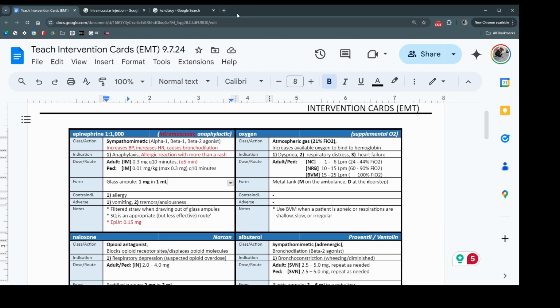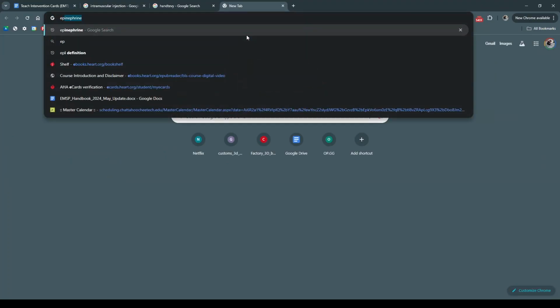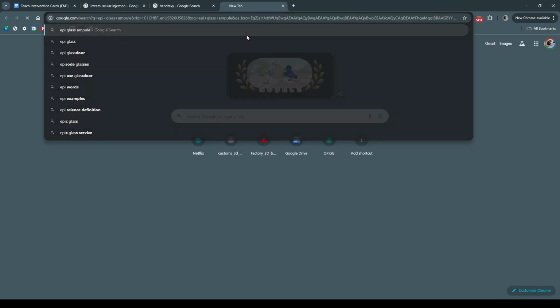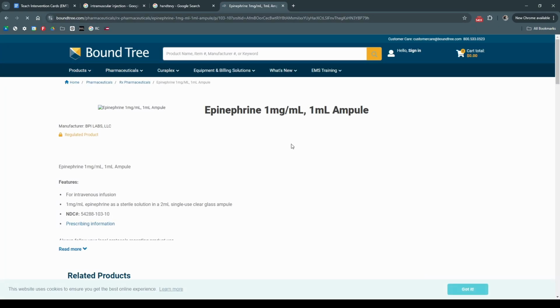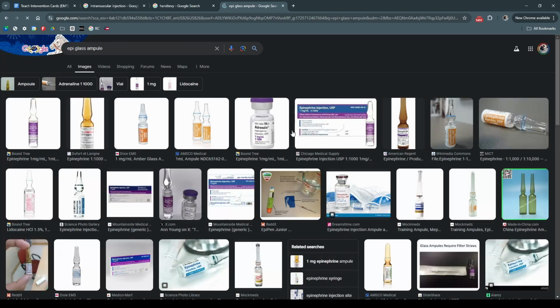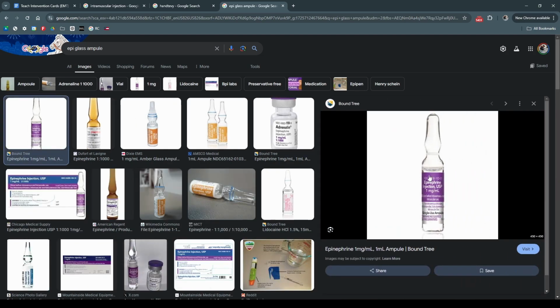The form is how it comes. Let's see if I can just give you an epi glass ampule, give you an example of this. Perfect. Here's what a glass ampule of epinephrine looks like. Well, limited by my bandwidth, it would seem. Right here. This is an ampule of epi. You'd wrap the top in gauze, pull it at a 90-degree angle, snap the top off, and then draw out the fluid.